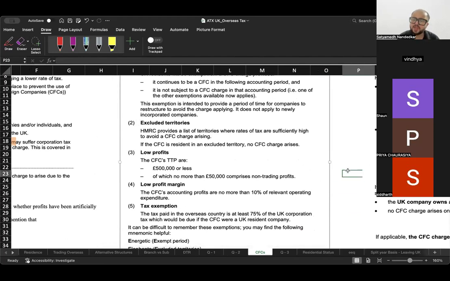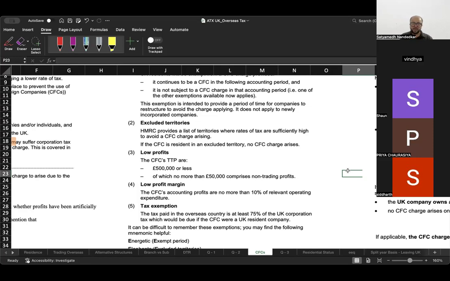Excluded territory. HMRC has made a list of territories. If the company is in one of these territories, then we will not have a CFC charge applicable. Or if your company has low profits, how do you define low profits? The TTP is 5 lakh or less, of which no more than 50,000 comprises non-trading profits. So the total profit has to be less than 5 lakhs and non-trading profits have to be less than 50,000. If both of these conditions are fulfilled, only then you will say that the company is earning low profits.